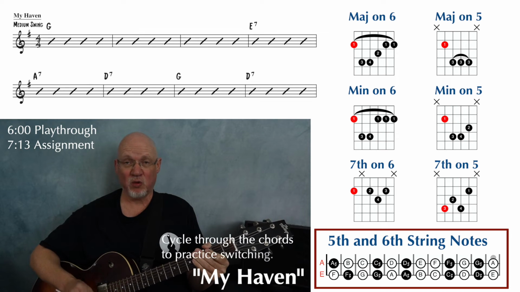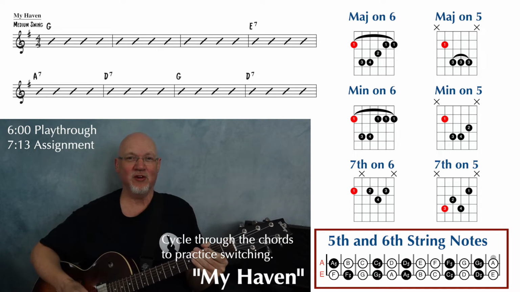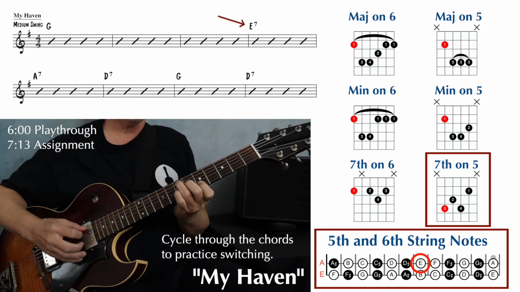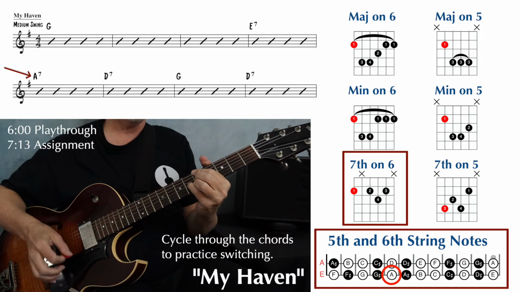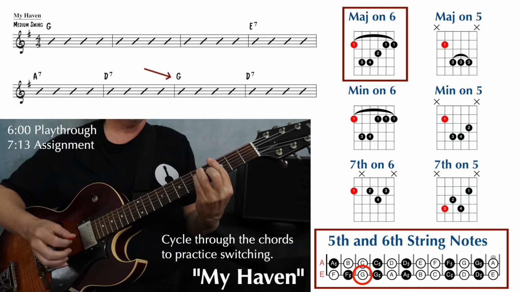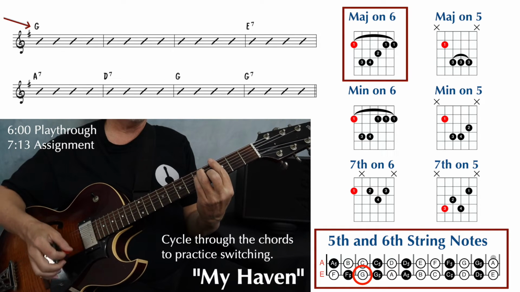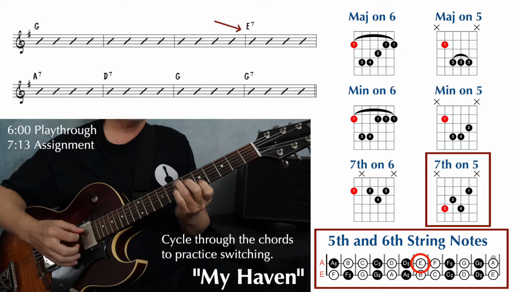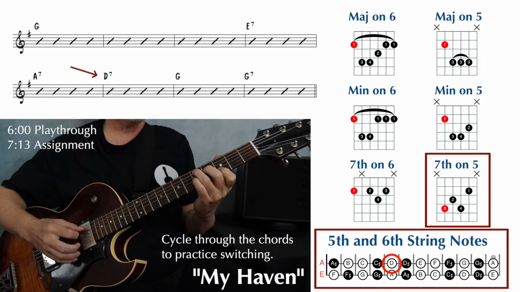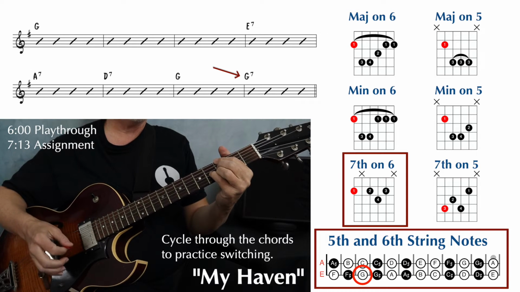Now that we've figured out where we're going to play these chords, let's just cycle through the chords in lines 1 through 4. We have G major, E7, A7, D7, G, back to the D7, then back to the same G, same E7, to the A7, D7, G, and then G7.